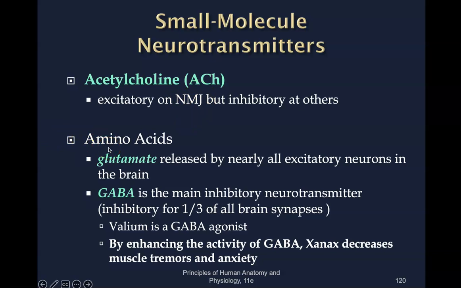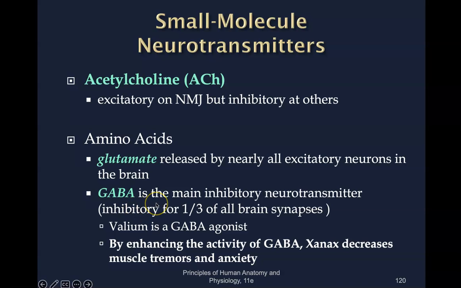Some amino acid neurotransmitters. Glutamate is a really big one. Glutamate is your big excitatory neurotransmitter in the brain. It's a really, really important excitatory neurotransmitter. I think I said neuron. But glutamate is a really important excitatory neurotransmitter in the brain. So you should know that one. Glutamate, excitatory in the brain.